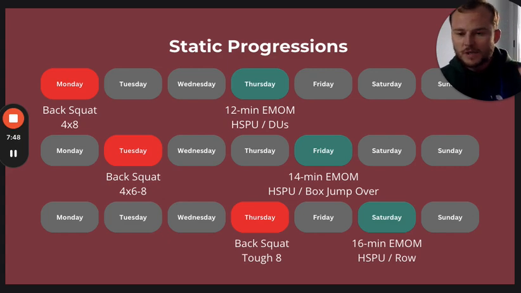We've got 4 sets of 8, 4 sets of 6 to 8. So they're starting to flirt with those heavier weights that potentially they can hit on the tough 8, and then they go for a tough 8 on the 3rd week. Okay, so that's one version of it.